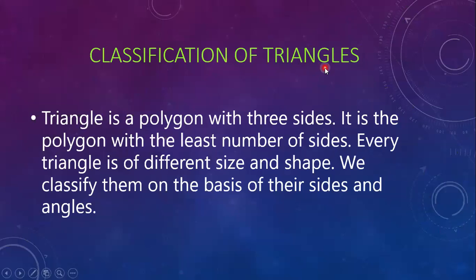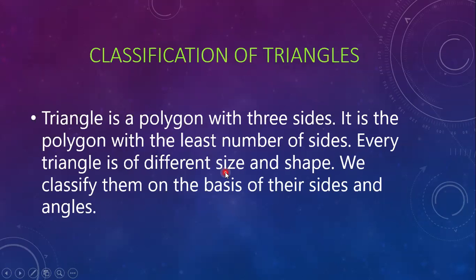Next is classification of triangles. Before, we learned angles; now let us see classification of triangles. A triangle is a polygon with three sides. You know that it is a three-sided closed figure. This is called a triangle. It is the polygon with the least number of sides. So that means with three sides we can form a triangle.